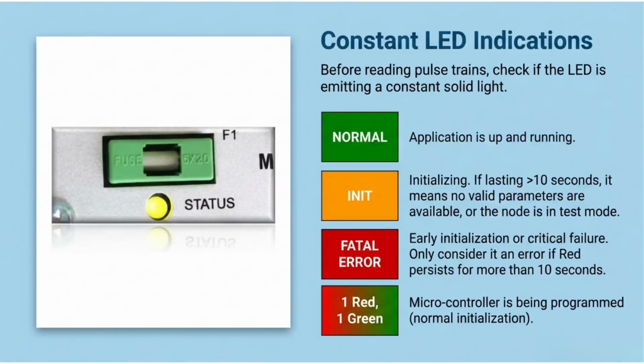Before reading pulse trains, always check if the LED is emitting a constant solid light. A steady green light means the application is up and running normally. A steady orange light means the board is initializing or has no valid parameters. A steady red light is critical. If it persists for more than 10 seconds, it indicates a fatal early initialization or hardware failure.